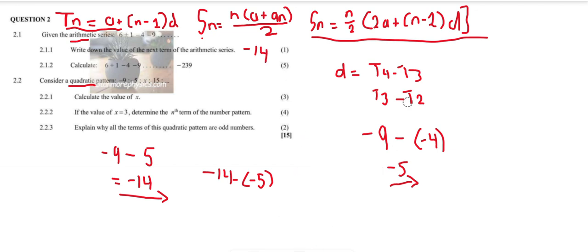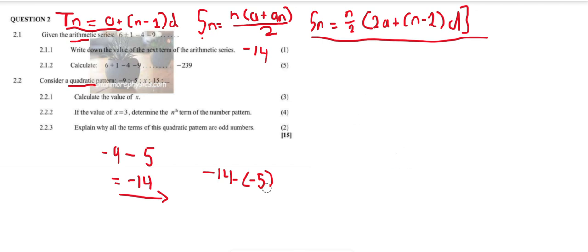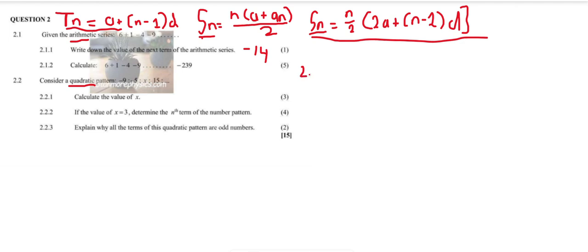Now let's read what the next question is asking us. The next question is asking us to calculate. Now, how are we going to calculate this? First of all, remember, when you're calculating, you're finding the sum. You're finding the sum of everything. The moment you just see calculate, just know that you're finding the sum of everything. So 2.1.2, they say to calculate.